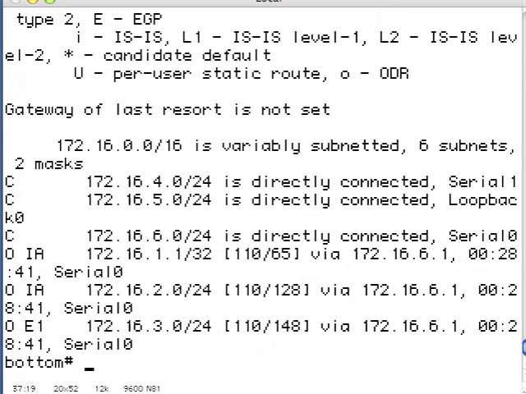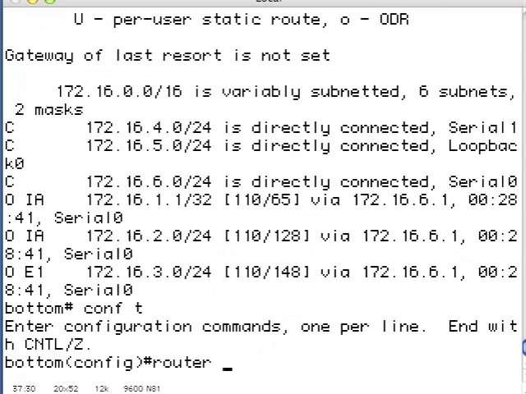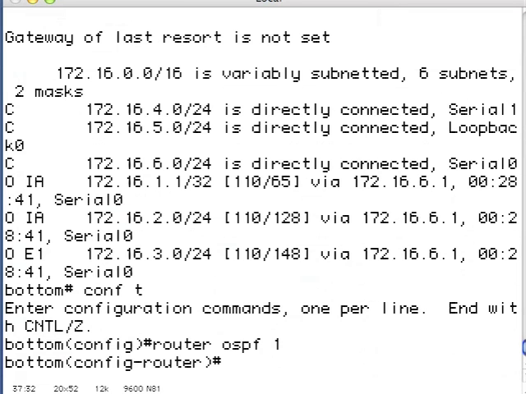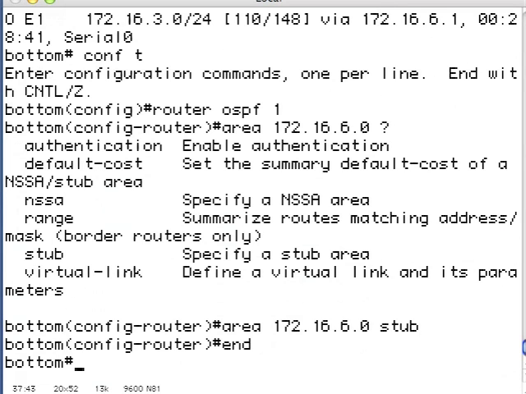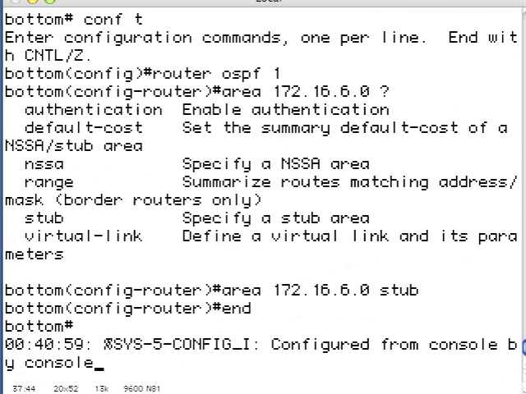Okay. Let's go ahead, and we wanted to talk about OSPF stub areas today. So let's make our area a stub. So conf t, router ospf 1, area 172.16.0.0, I'm sorry, 172.16.6.0, which is our area identifier for this stub. And there we are. I made it a stub.